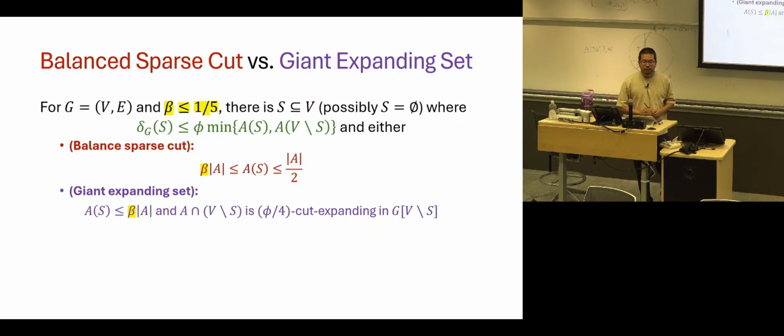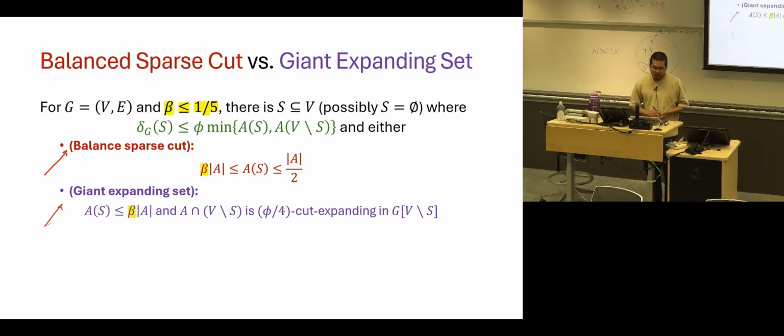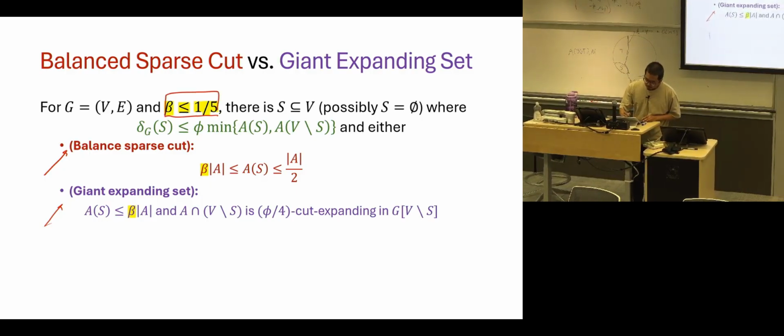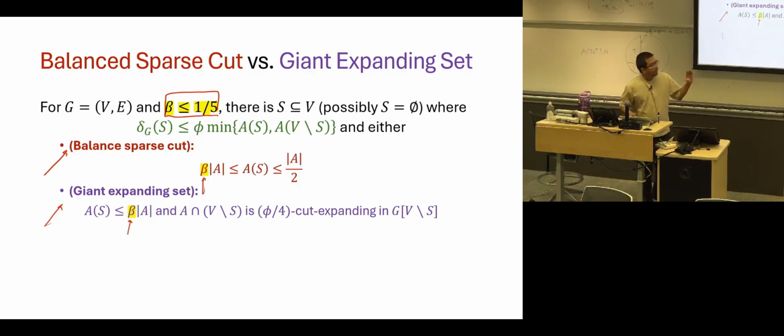So we get this one now. And this is actually true: we either get a balanced sparse cut or a giant expanding set. This is also true if you adjust the parameter beta to be anything smaller than 1/5. So now what we're going to do next is, this is just an existential proof. We're going to show that we can actually do something like this fast. And if we can do this fast, then we get expander decomposition fast. So we do that tomorrow.